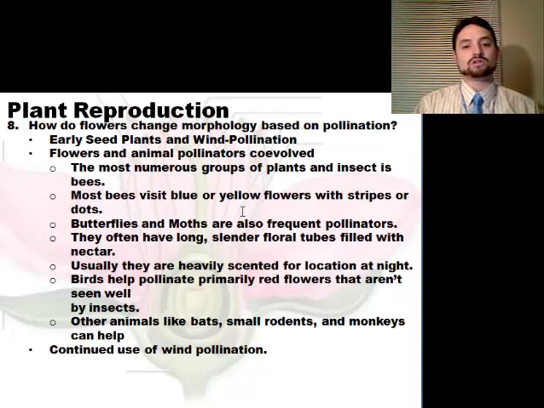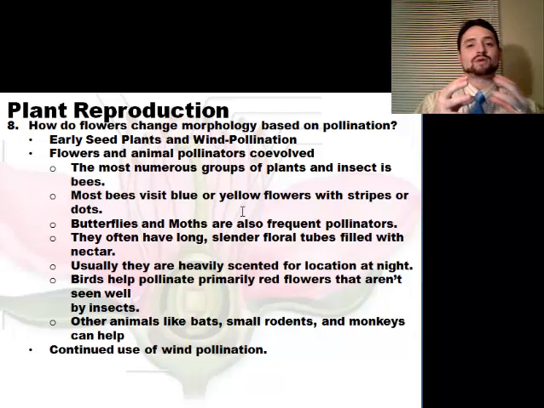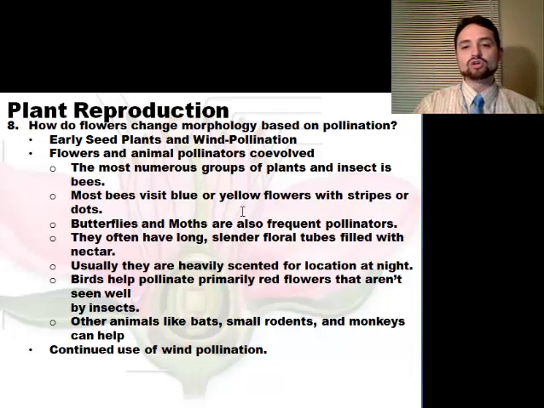So then you get into flowers and animal pollinators and how they have co-evolved. So you get the evolution of using an insect or a bird or something like that, and then you have this coevolution process that takes place. As the flower has to adapt to the organism, then the organism changes some, the flower has to change with it. The most numerous groups of plants and insects is bees.